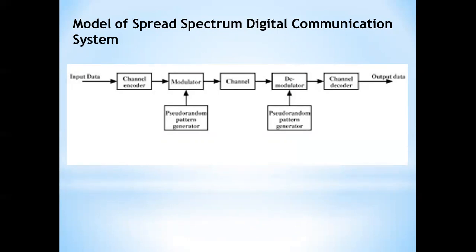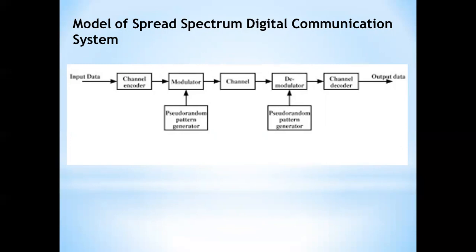Thus, the modulated signal along with the pseudo-random sequence travels over the communication channel. This sequence spreads the signal randomly over a wide frequency band. Thus, the output of the modulator is the spread spectrum signal. The pseudo-random sequence is removed from the received signal by the other pseudo-random generator, which is the operation at the receiver. Thus, the pseudo-random pattern generators operate in synchronization with each other.